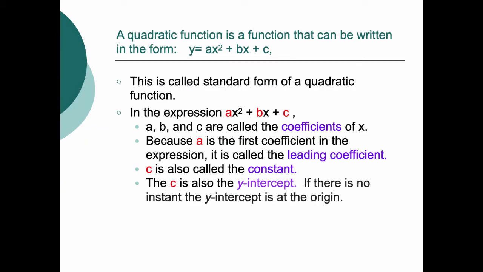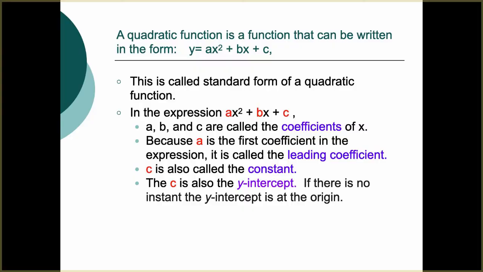All right, a quadratic function is a function that can be written in the form y equals ax squared plus bx plus c. And if you recall from earlier this year, the y can also be written as f of x. So sometimes you'll see this written as f of x instead of y. And this is called the standard form of a quadratic function.